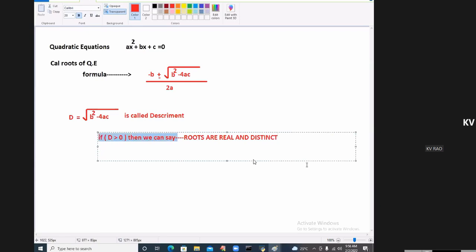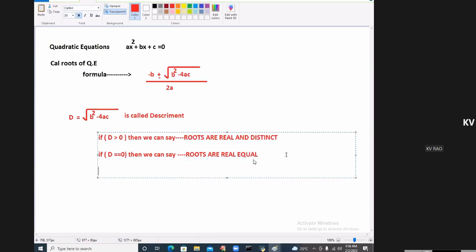If D is equal to 0, then we can say the roots are real and equal. Real means floating point value. Real values are nothing but floating point values. Very, very important. Okay. What is left out next?